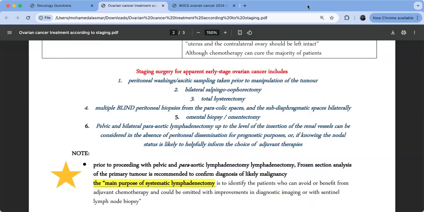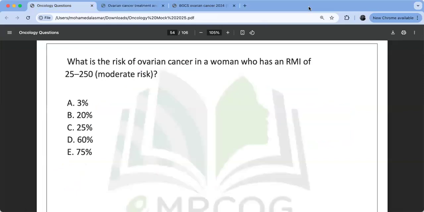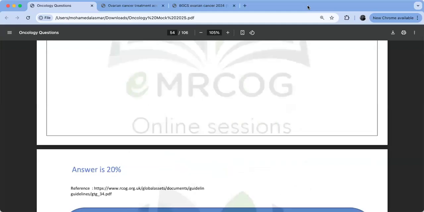Everyone is happy so far? Let's practice some questions. And the questions are very easy with ovarian cancer, believe me. So what is the risk of ovarian cancer in a woman who had RMI of 25 to 250? Yes, 20%. Excellent, well done.